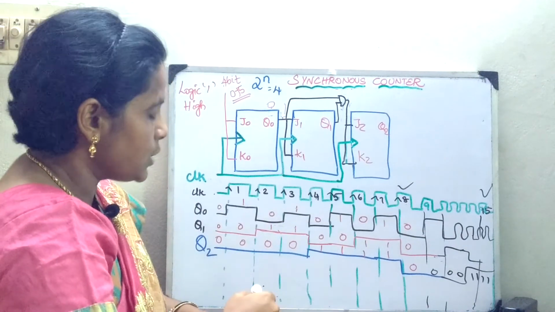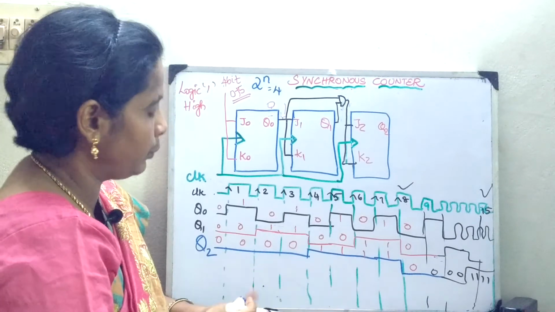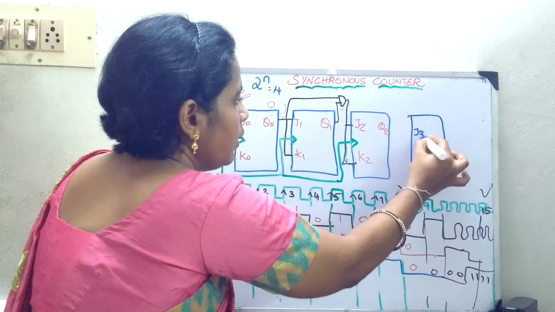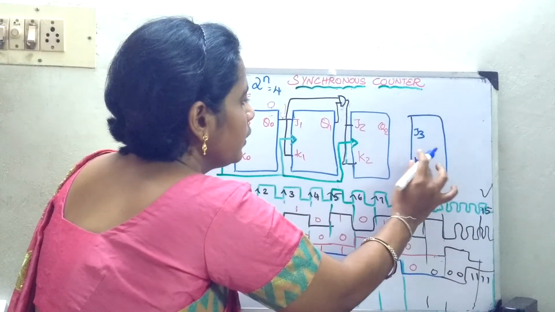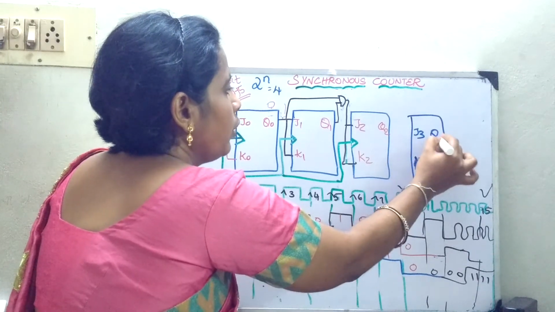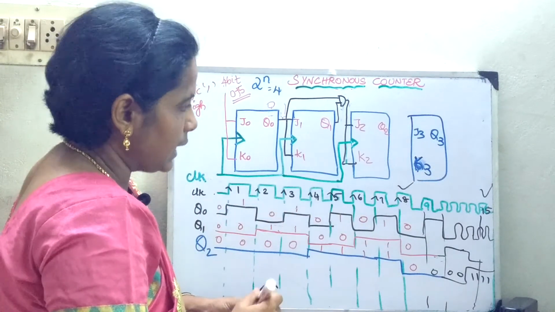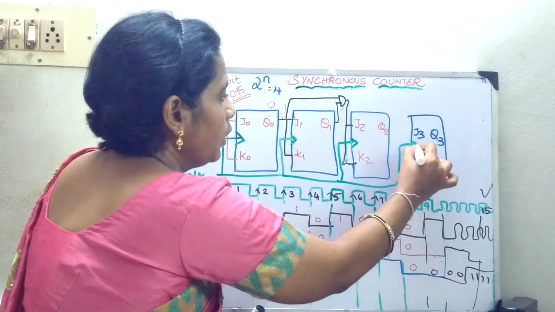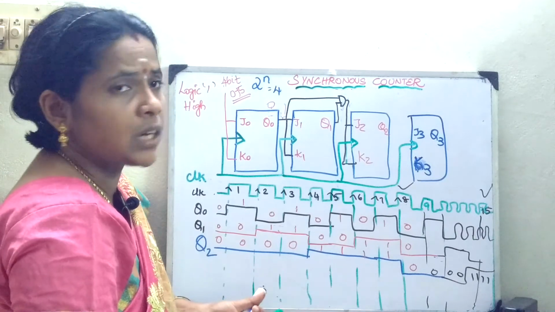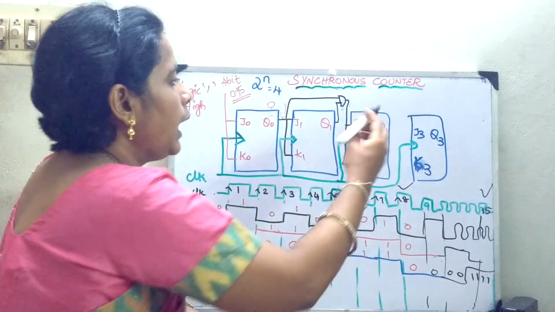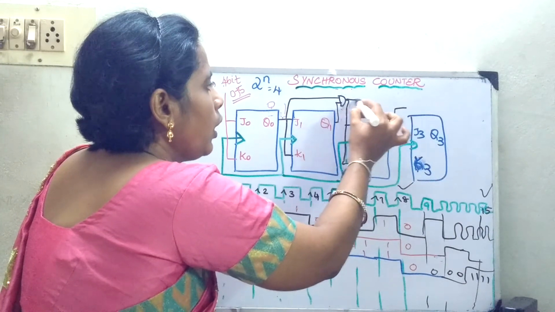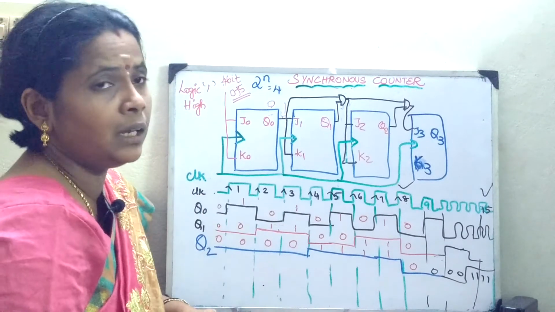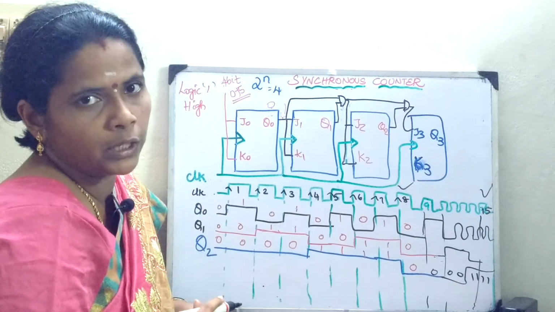Now what changes should I make in the diagram? So I am putting J3, K3, Q3. Okay. So what is the next condition? Whatever I have to do, I have to give the clock pulse. What is the next step I should do? I will take the output of Q2 and this Q1 into Q2, and this AND gate I should give here, so that it works as a 4-bit synchronous counter.